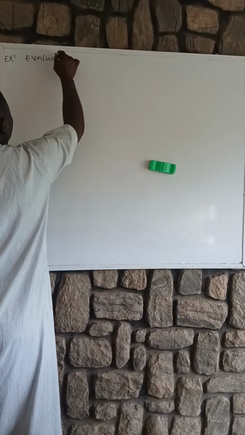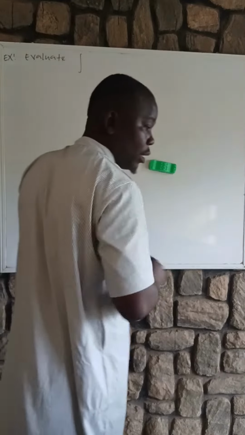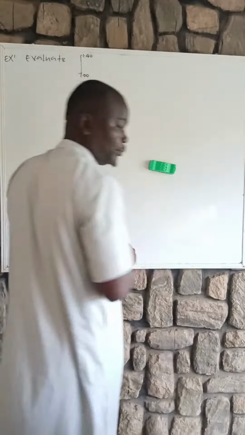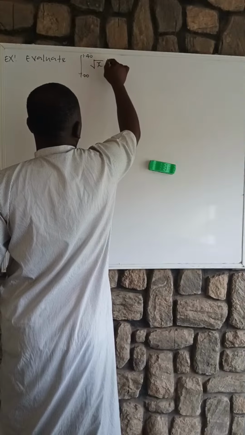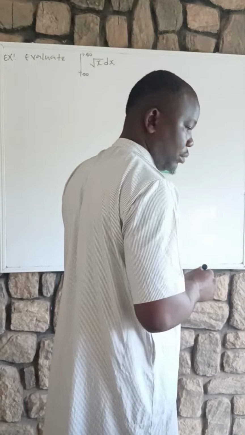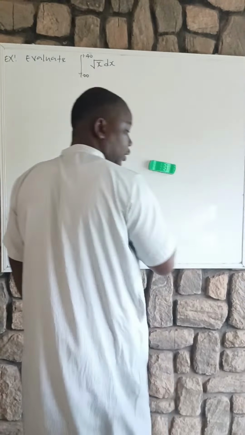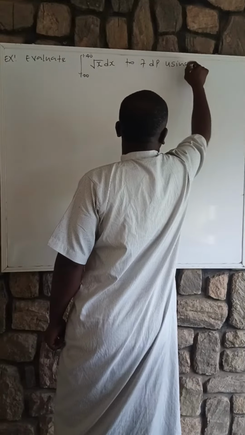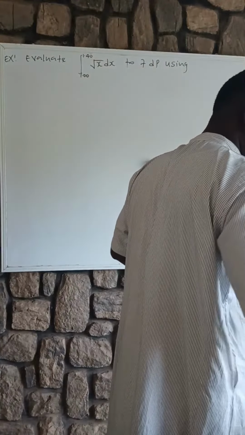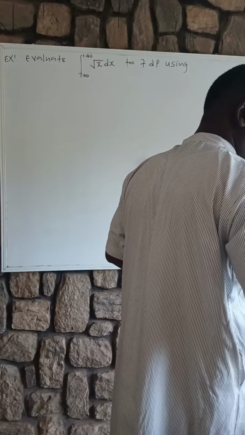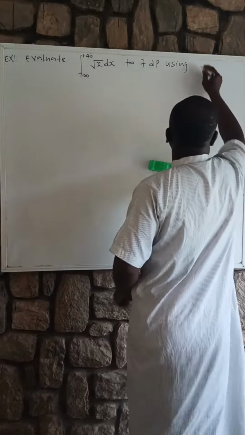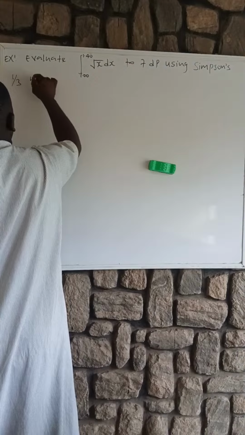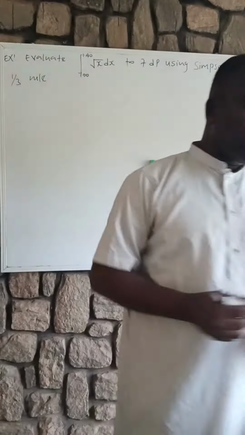Evaluate the integral from 1.00 to 1.40 of the square root of x dx to 7 decimal places using Simpson's 1/3 rule. Amen. Okay.